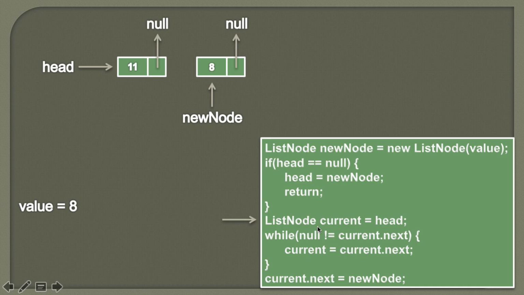So here we simply create a temporary node by the name current and we'll assign the value of head to it. So it would look something like this: current is now pointing to the node having data as 11 and head is also pointing to this node. Moving ahead.